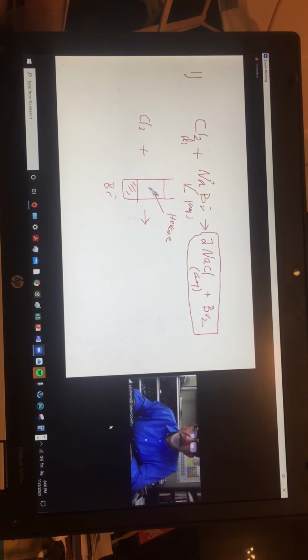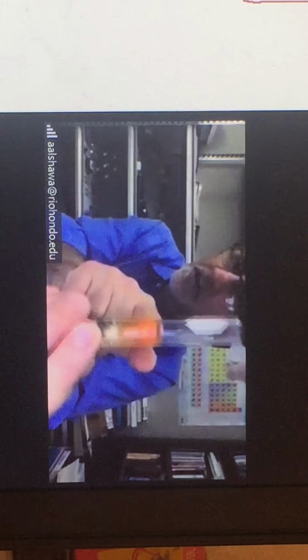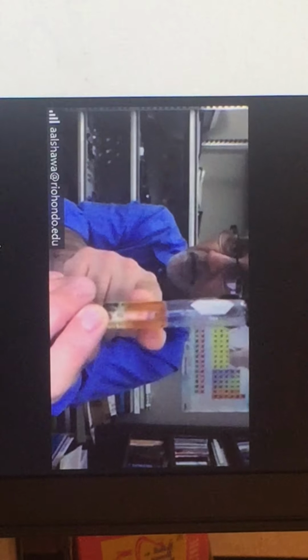So it depends on the color of that hexane. If the hexane produces that color, see that color? That orange color, that rusty orange color, what does it mean? It means that there is a reaction, because whatever is inside that top layer, the hexane layer, is the color of the bromine versus the color of the chlorine, clear or a hint of yellow, versus rusty brown. So if there's a reaction, the color in the organic layer is going to turn orange.